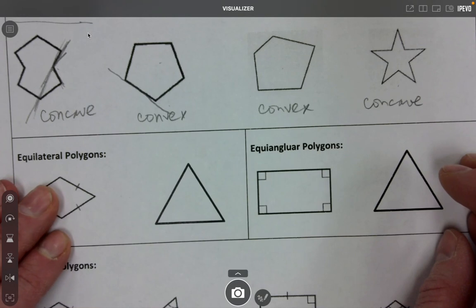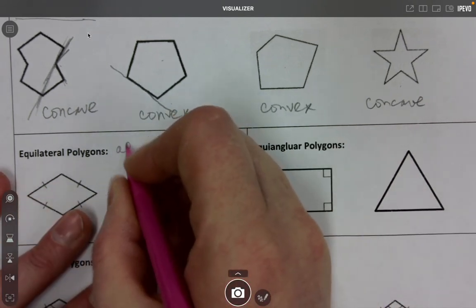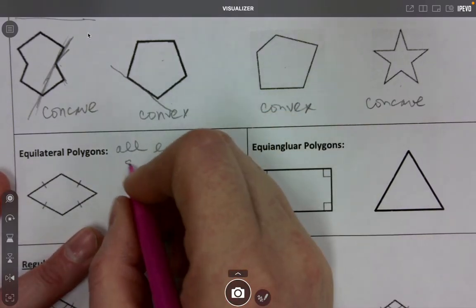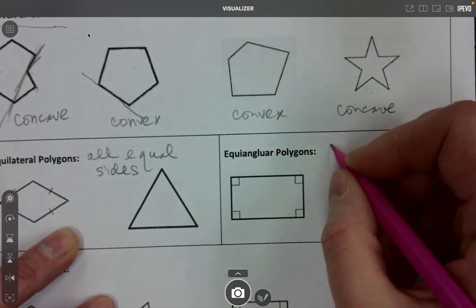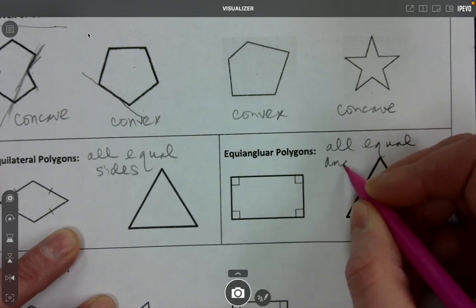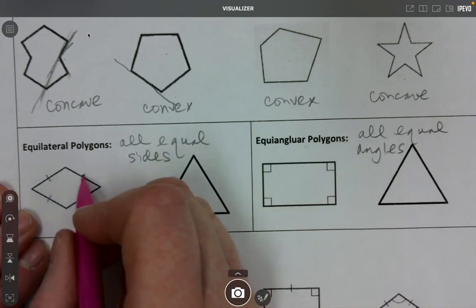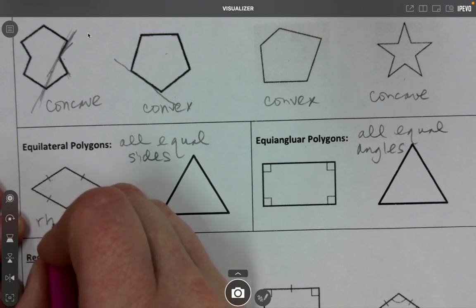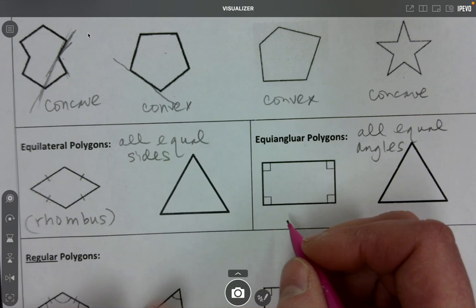So equilateral polygons, we've talked about that. Equilateral means we have all equal sides. So we're just kind of reviewing some vocabulary right now. Equiangular means we have all equal angles. And so if you look at some of our shapes here, this one with all four sides equal, but we don't really know anything about the angles, that's going to be a rhombus. I just think it's good to go back and connect to vocab from earlier chapters.